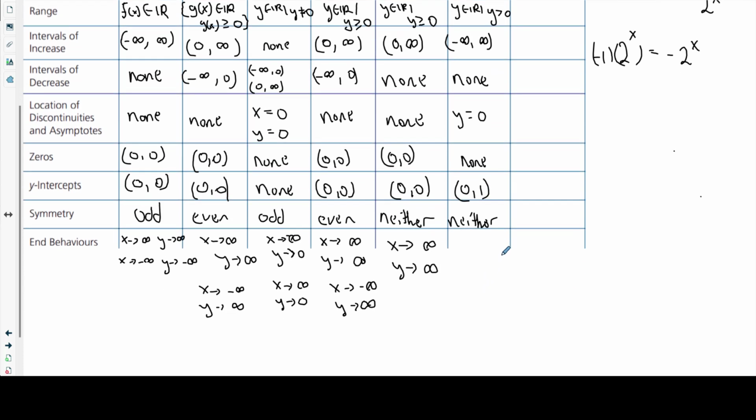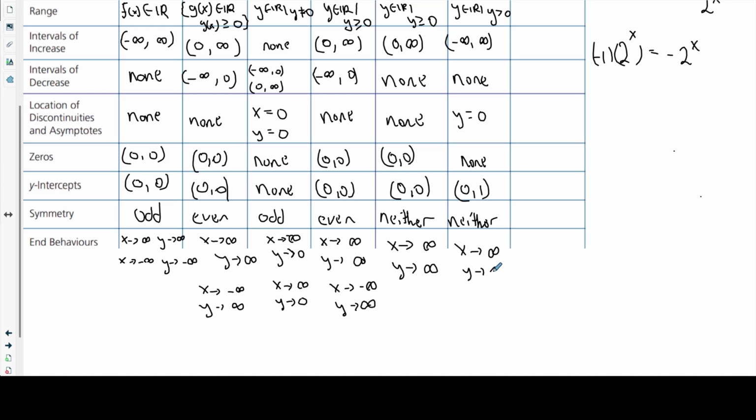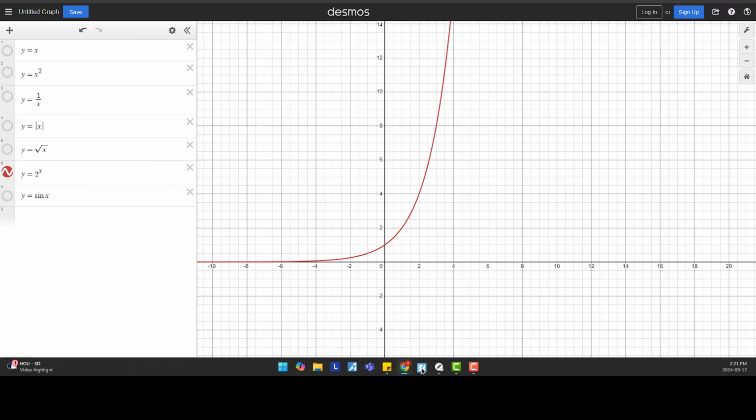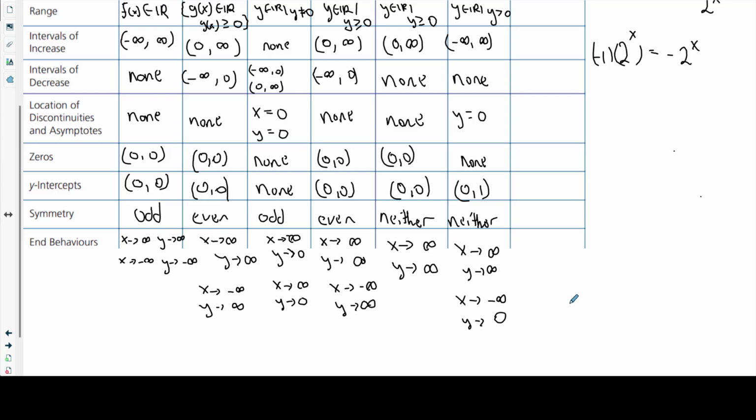And end behaviors, pretty straightforward. When x goes to positive infinity, when x gets bigger and bigger, what's happening with y? Well, y is getting bigger and bigger as well. And when x is getting smaller and smaller, what's happening with y? Y is actually approaching 0. So that's interesting.